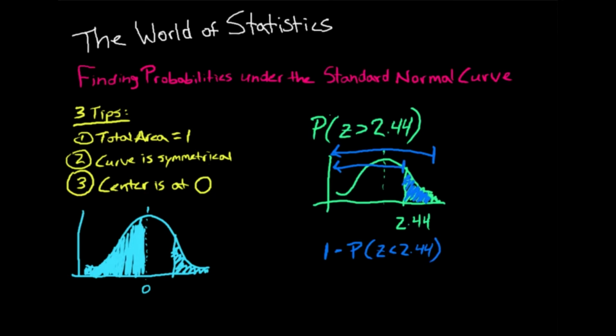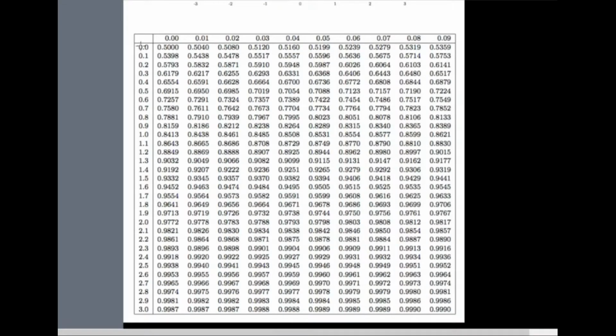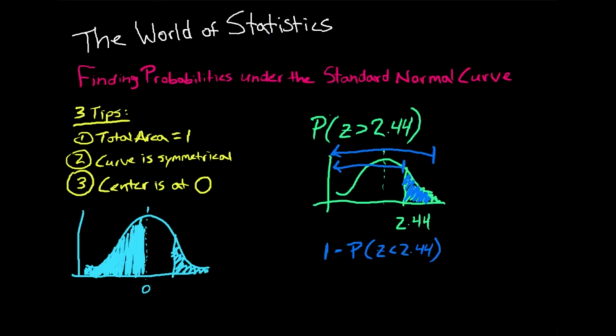So let's find the probability that z is less than 2.44. Here we have the table, so we go down to 2.4, and then over to 0.04, and we end up with a value of 0.9927. So we take 1 minus 0.9927, and we end up with 0.0073.